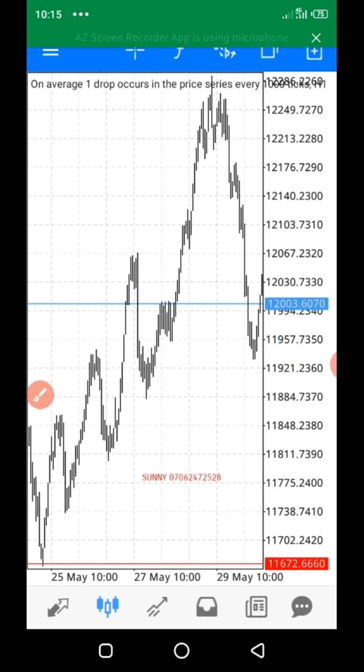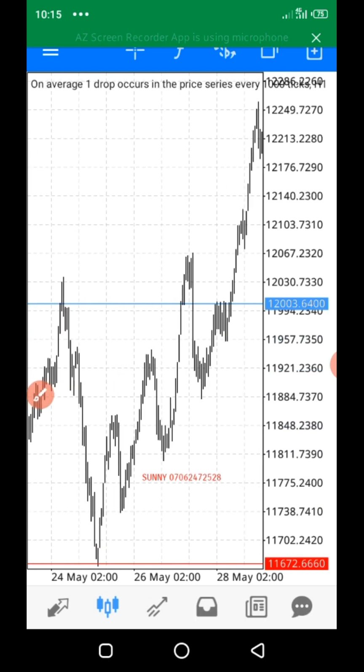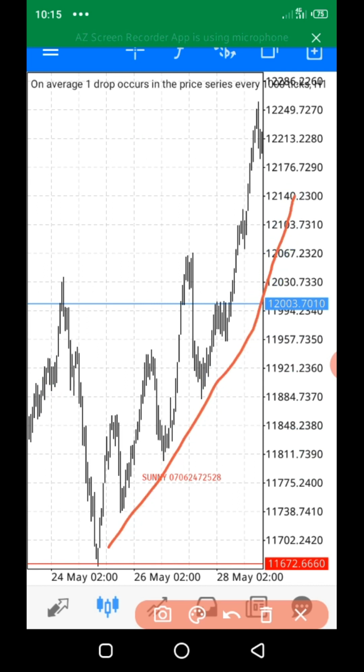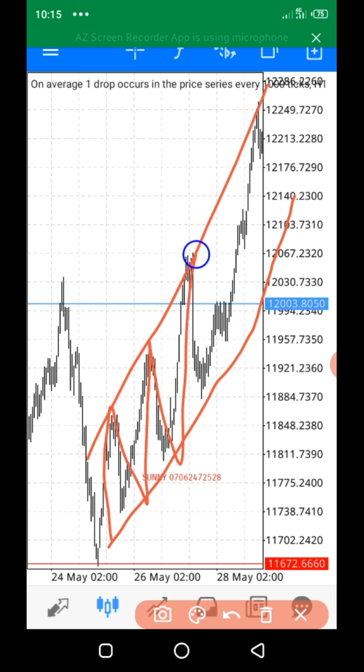Let's still go back and see. Look at this point again. The market is moving on a straight structural line. If I should draw this line now, you will notice that the market always revolves around inside these two lines. This support and resistance line. The market always moves on this support and resistance line. Don't mind that noise.